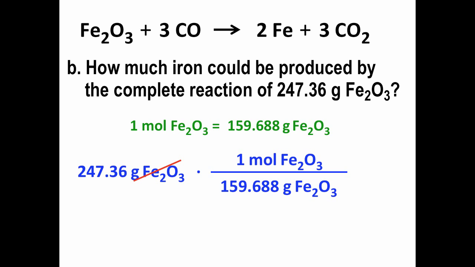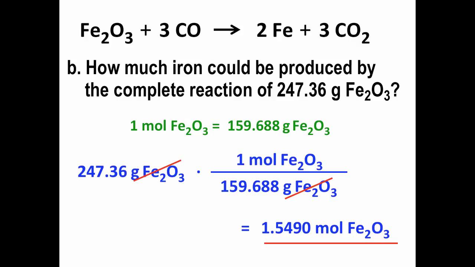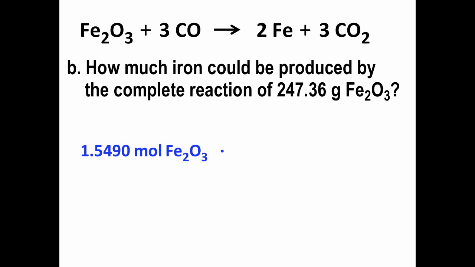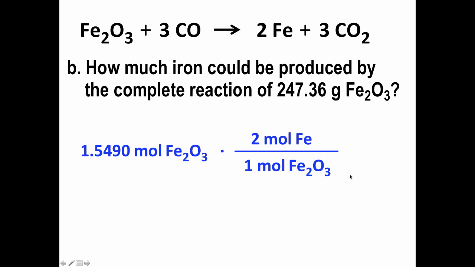This is something that should be familiar to you at this point. Set up your conversion factor, and that is 1.5490 moles of Fe2O3. That's equivalent to the grams of Fe2O3 that was given. Now next we note that 1 mole of Fe2O3 requires 3 moles of CO, produces 2 moles of Fe and 3 moles of CO2. So if what we want is moles of Fe, now our conversion factor is 2 moles of Fe produced per every 1 mole of Fe2O3 that reacts.